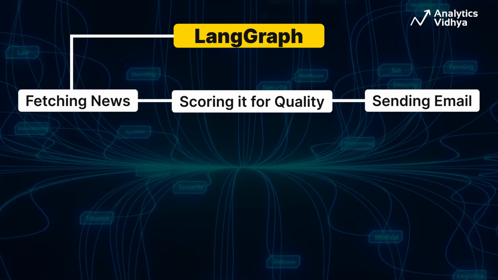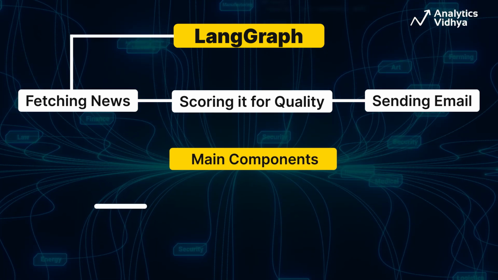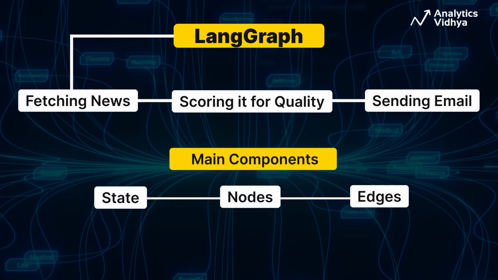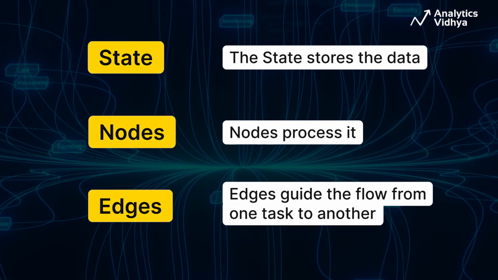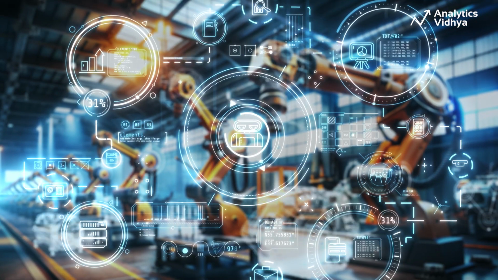LangGraph helps us manage these tasks through three main components: state, nodes, and edges. The state stores the data, nodes process it, and edges guide the flow from one task to another. This structure makes it easy to automate complex workflows.